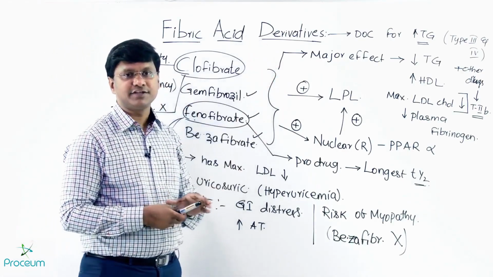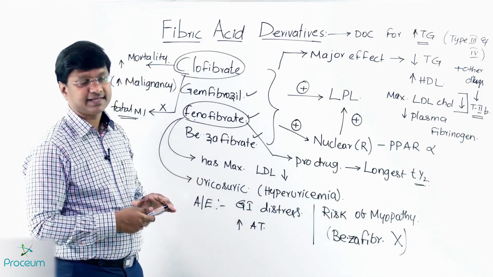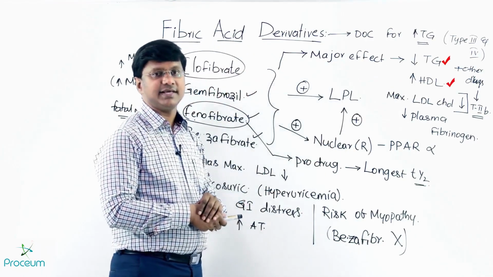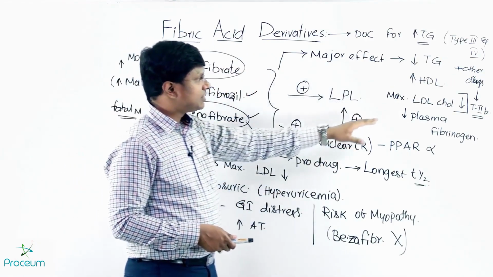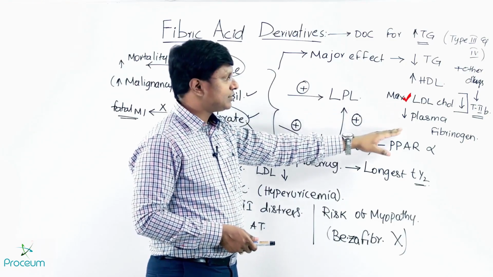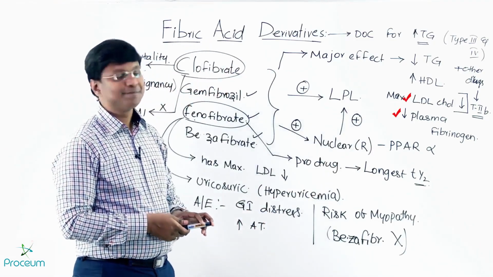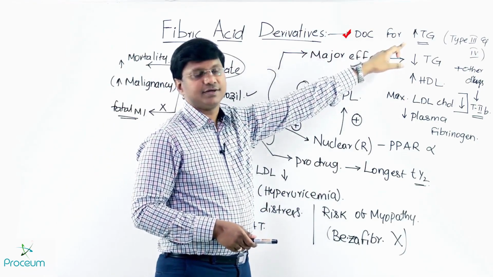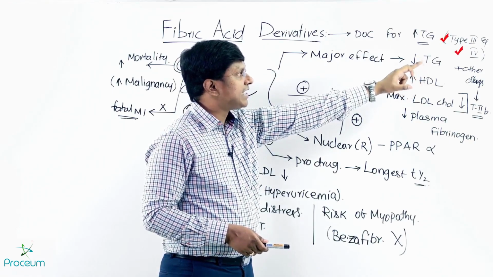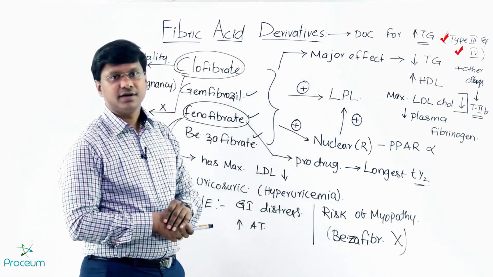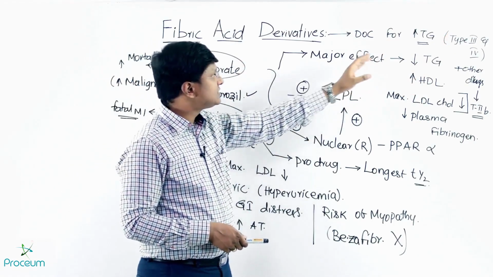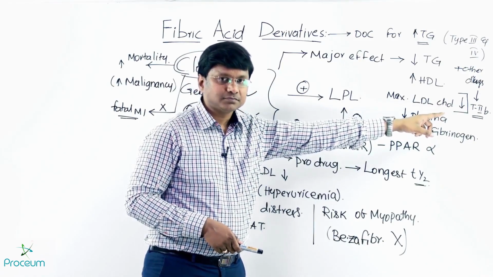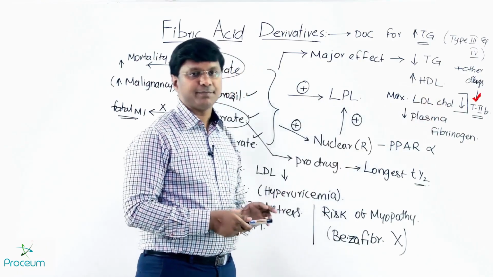What is the main action of fibrates or fibric acid derivatives? They mainly reduce the triglycerides and increase the high density lipoproteins. Not only that, they also reduce the LDL cholesterol and decrease the plasma fibrinogen levels. These fibrates are the drug of choice for hypertriglyceridemia, so in type 3 as well as type 4 hyperlipoproteinemia, these are the drugs of choice. When used along with other drugs, they are useful for type 2b hyperlipoproteinemia.